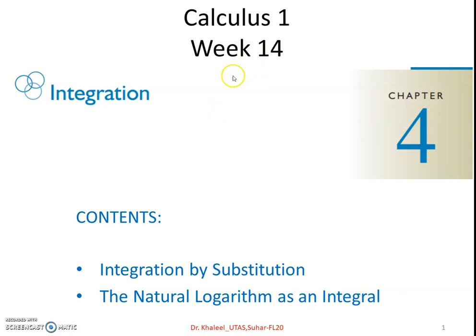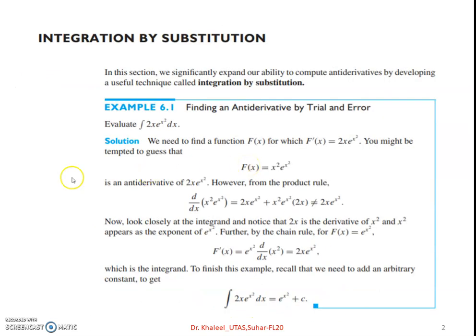This is the video lecture for week 14. In this, we study a method called integration by substitution to find integrals, and we also find natural logarithm values using the integrals.